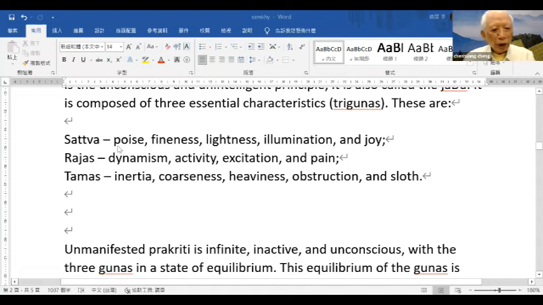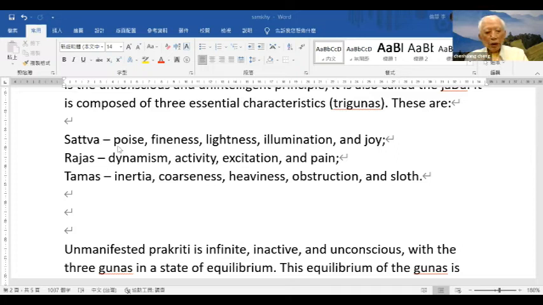These are subtle. Sattva has the quality of purity. The sattva means peace, fineness, very refined. It cannot be seen, it cannot be touched. It is very fine. It is delicate. Lightness, it has no weight at all. And it also means illumination and joy.